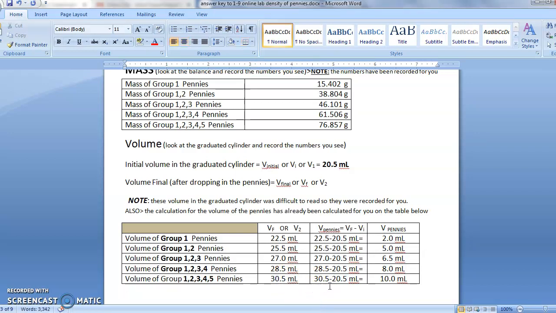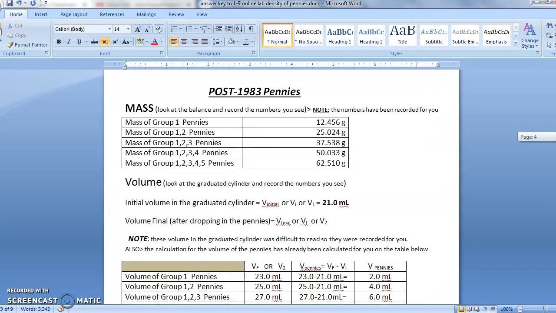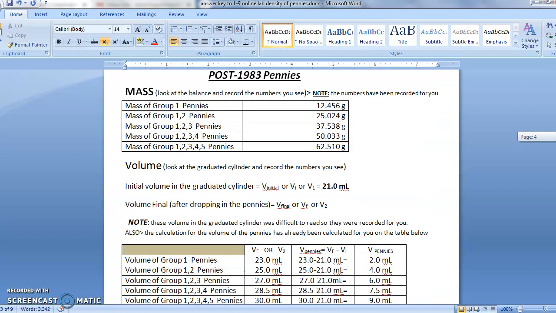It got to 30.5. It started at 20.5. That was a change of about 10. Again, I'm guessing. Same thing for the post-1983 pennies. Here's the masses he measured.